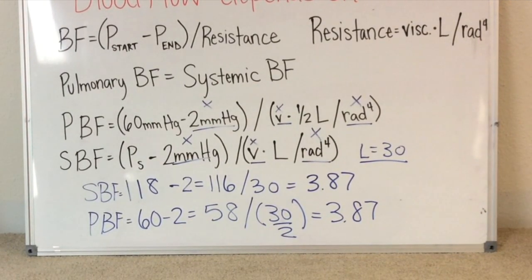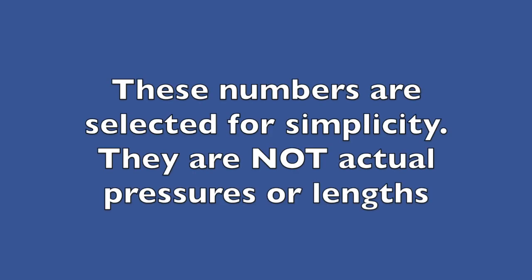Now, within both systems, the radii can change and the starting pressure within both systems can change. Blood viscosity and length are going to remain relatively stable from one point to the next.